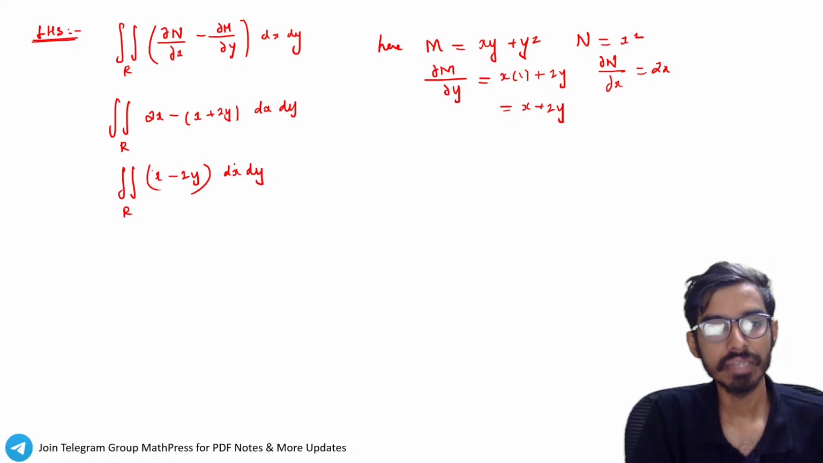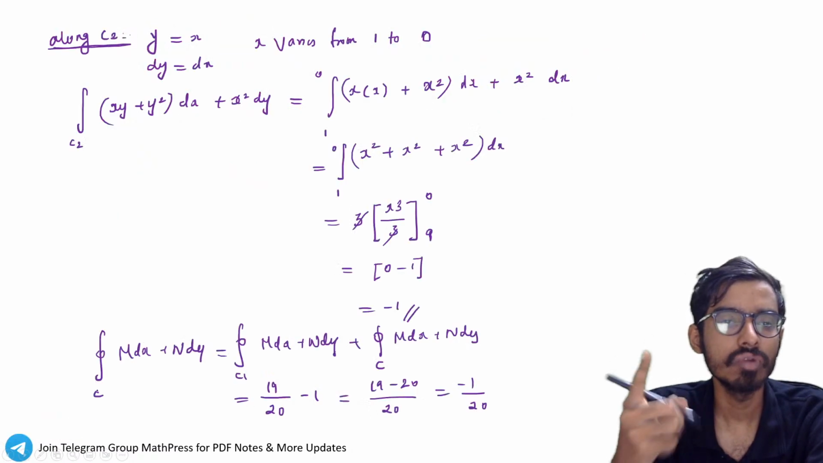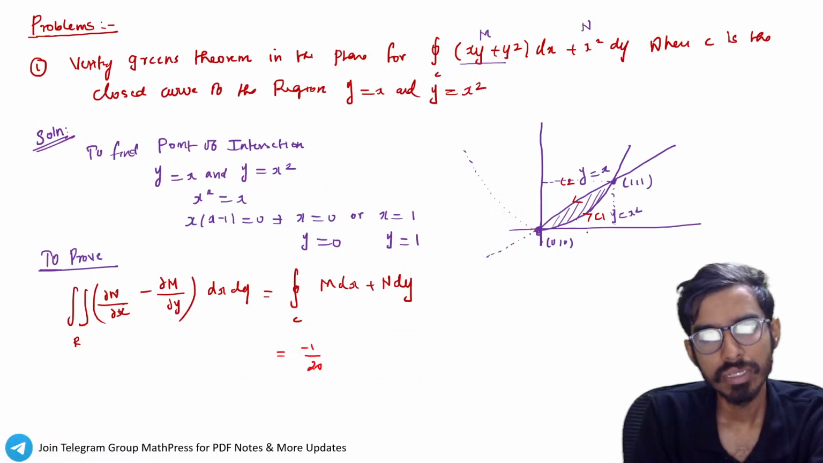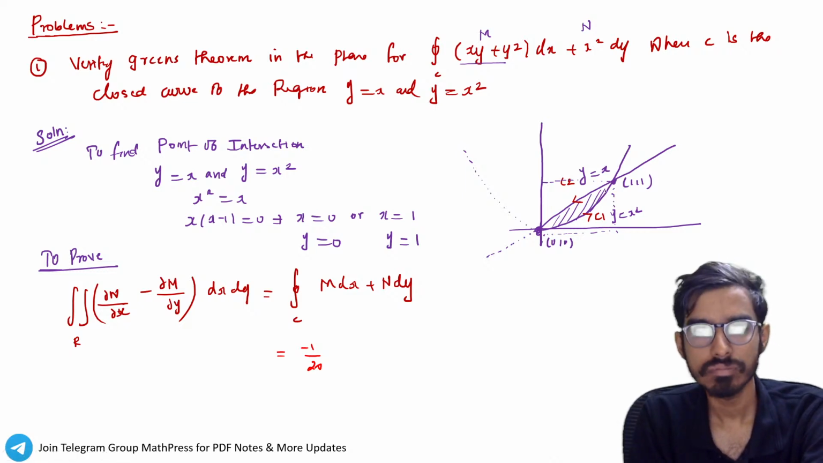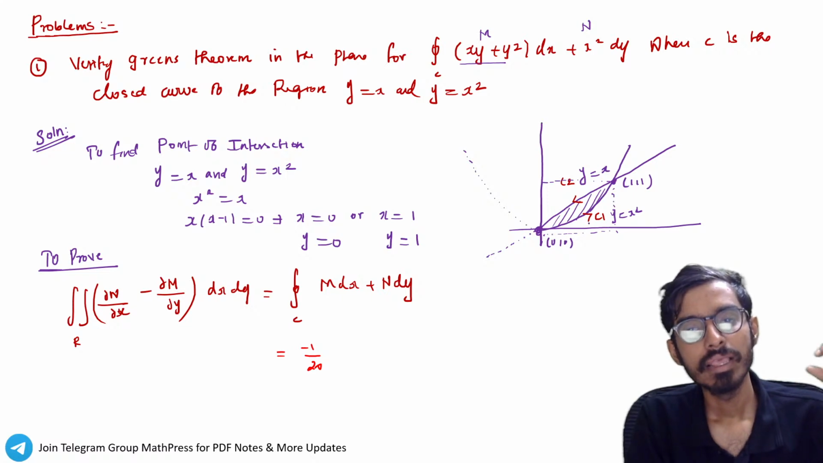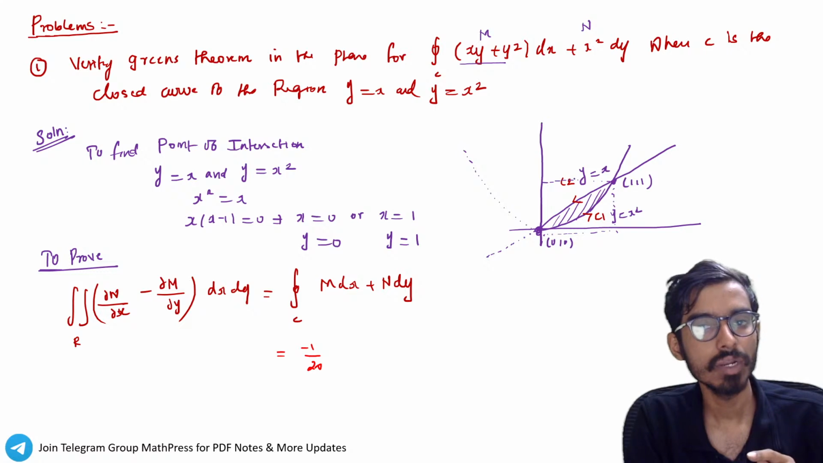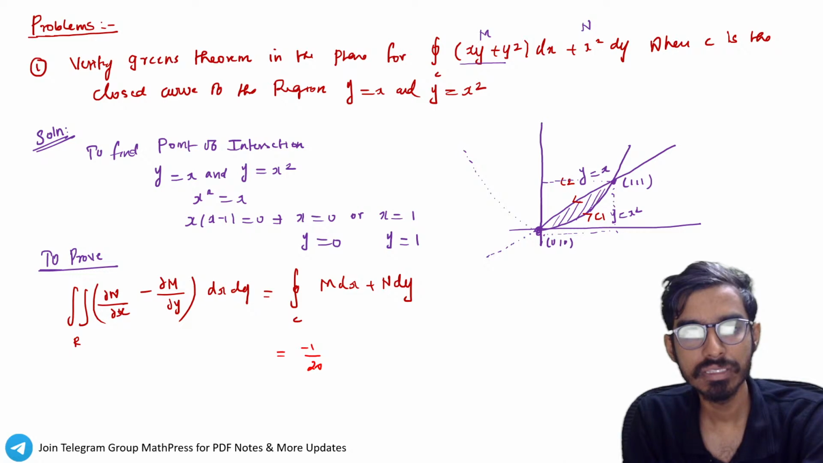Now we need to find the limits, right? You know how to find limits: you treat one as constant and the other as variable, that is, you need to vary. So what I'm going to do is vary x from 0 to 1, and y from x² to x, right? You have already done many problems on surface integrals. You can also vary y from 0 to 1, and x from y to root y. You can also do it like that, right? But I'm varying x from 0 to 1.